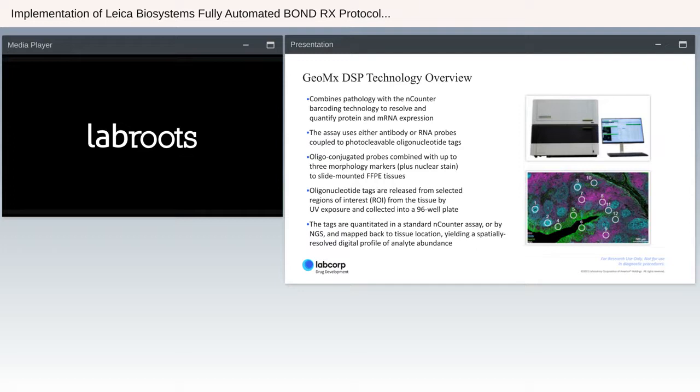These tags are then quantitated in a standard nCounter assay, or more recently, as we have implemented, by next-gen sequencing by Illumina, and then mapped back to the tissue location. So again, this allows us to have a spatially resolved high-plex digital profile of a certain type of analyte abundance without doing any type of degradation to the tissue or loss of tissue integrity.